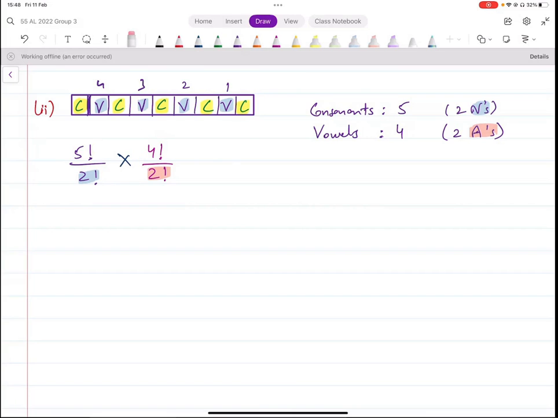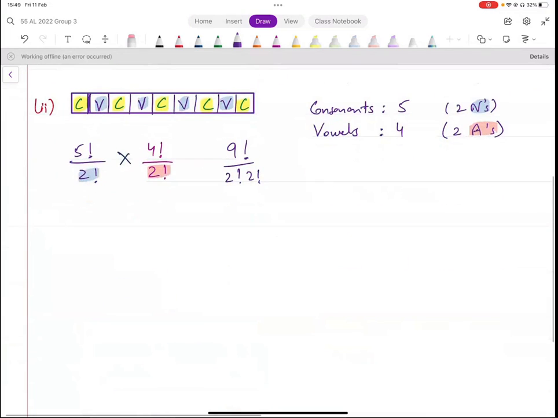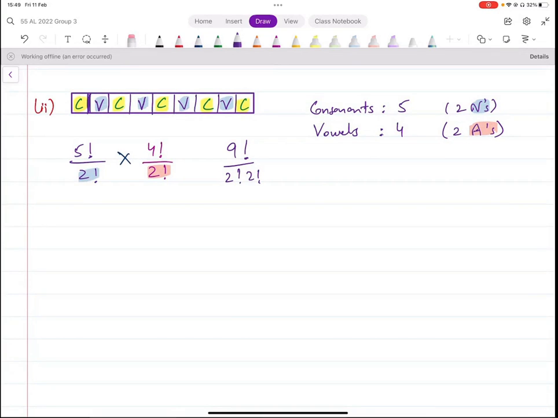If you had not fixed their positions, then we would not be considering them separately like this. Then we could just do 9 factorial, because their positions could be anything. And then we would divide by 2 factorial and 2 factorial, just like we did in the previous part. But here alternately means we have fixed their positions. Now to place the consonants we've got this many ways, and to place the vowels this many ways. Okay? Does that make sense? Yes, sir, it does.